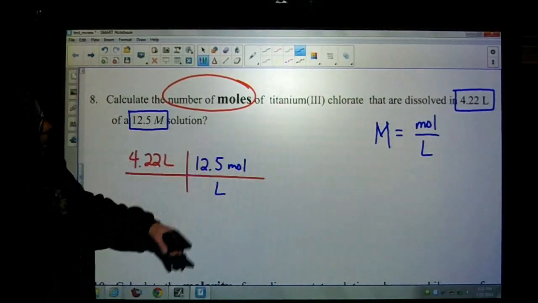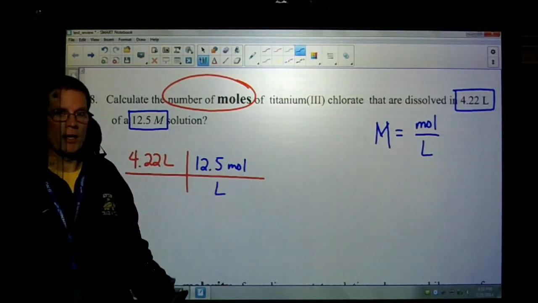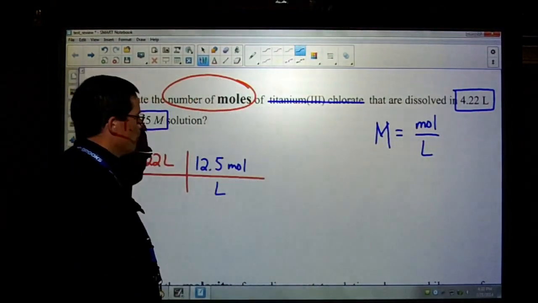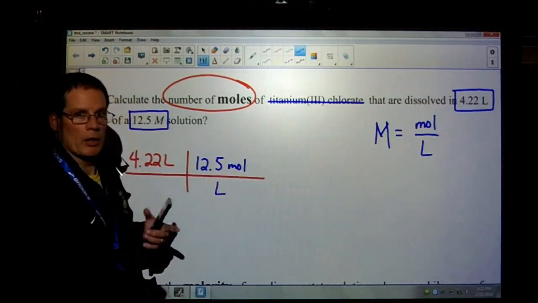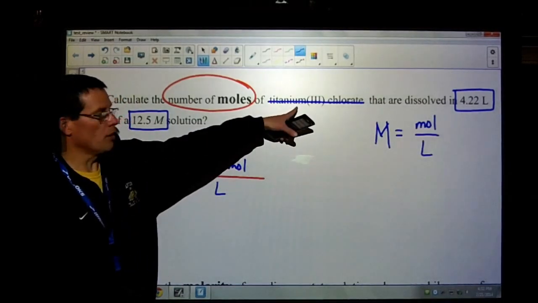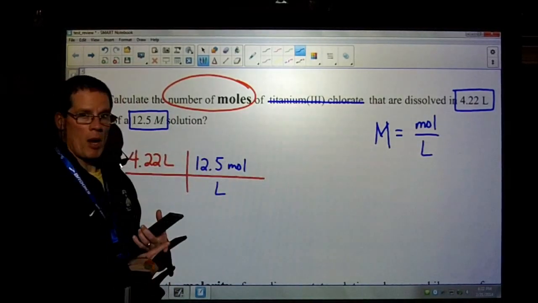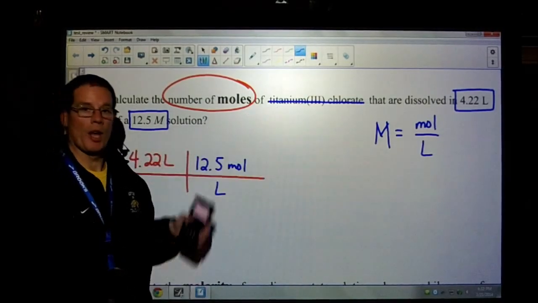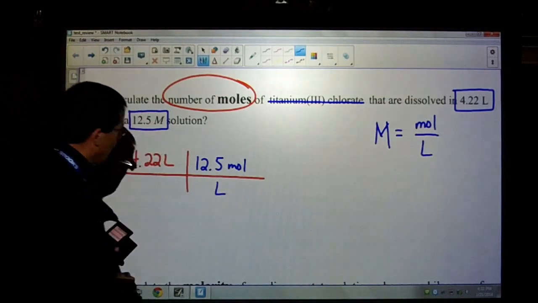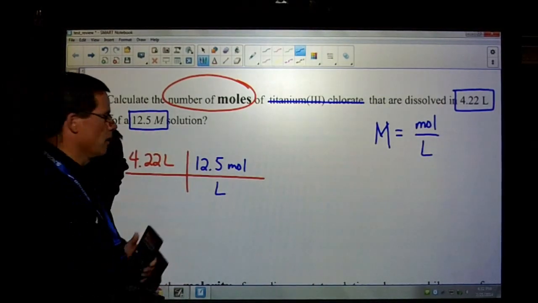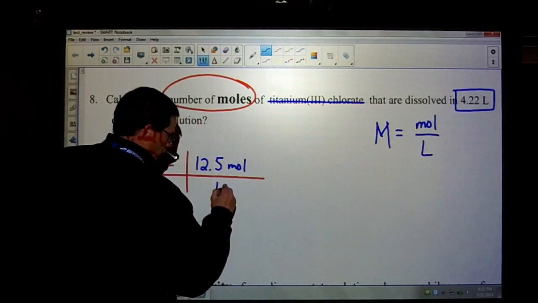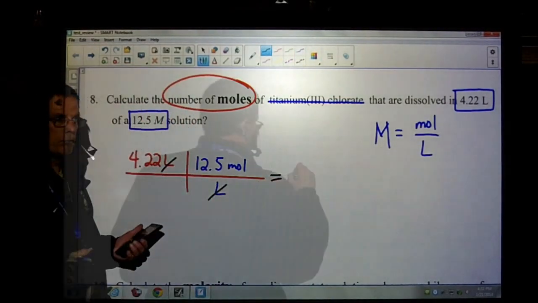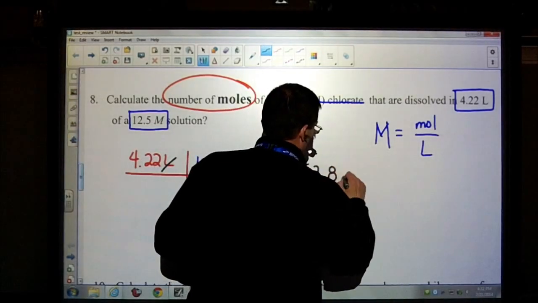Now, it's for a titanium 3 chlorate. Do I need to find what titanium 3 chlorate is? Absolutely not, because what am I looking for? The moles. Am I looking for grams? No. If I'm looking for grams, I need to know what that is. If I'm looking for molecules or atoms, I need to know what that is. But here, we just cancel out the like units, and you have your moles. We'll say it's 52.8 moles.